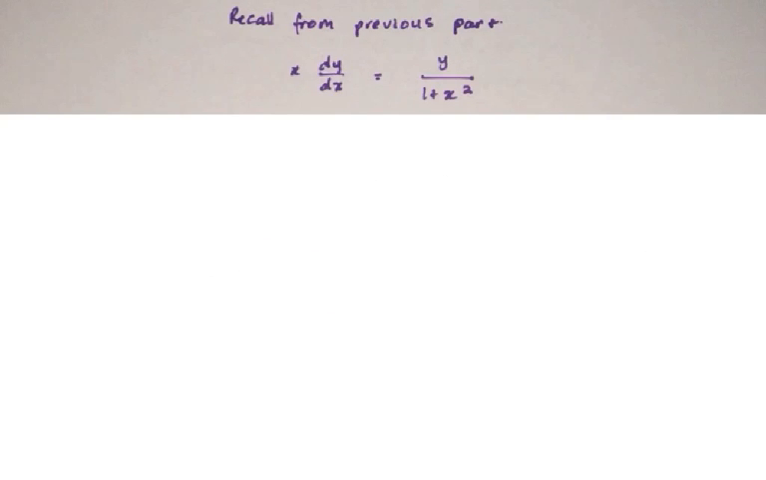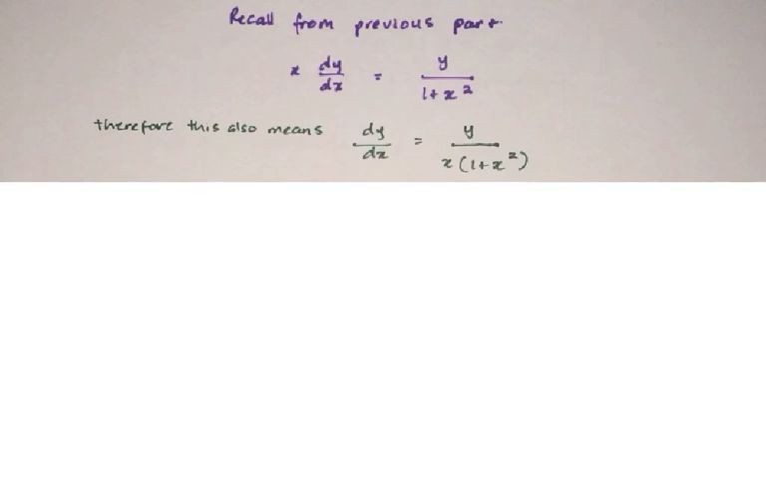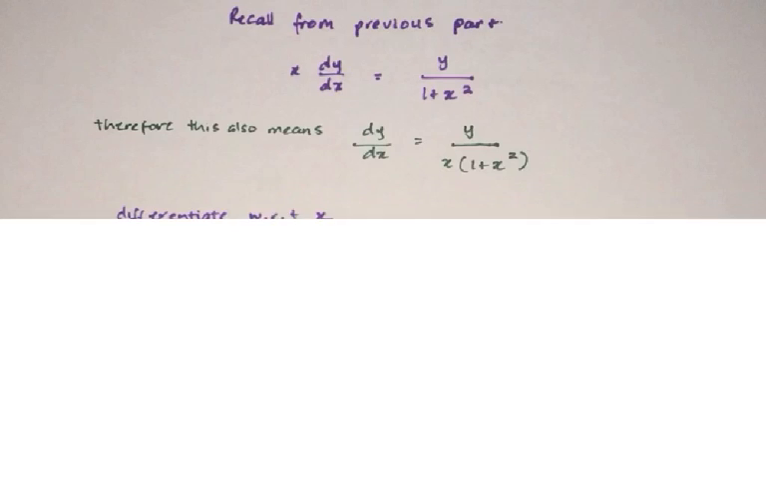So recall from the previous part that x times dy dx is equal to y divided by 1 plus x squared. Now this also means that dy dx is equal to y divided by x times 1 plus x squared. Literally all I did was divide both sides by x. So I have one equation that has x times dy dx is equal to something, and then I have made dy dx the subject of the equation. So what we're going to do now is we're going to differentiate with respect to x.